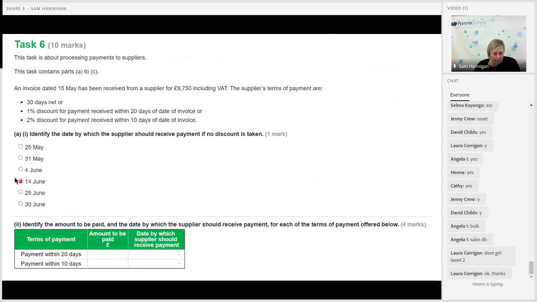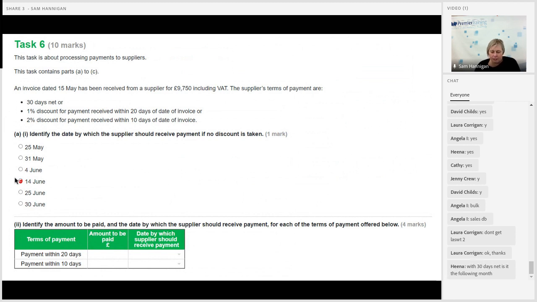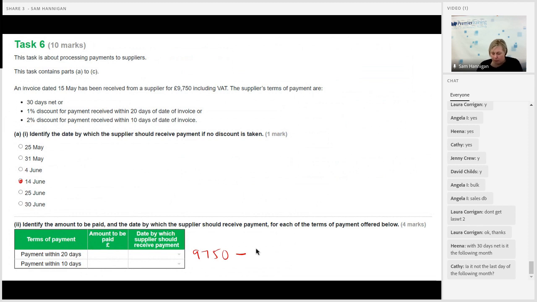Okay. Then it says, identify the amount paid and the date to get the discount. So basically you're saying 9,750 minus 1% means that I could pay 9,652.50 but it'd have to be by 4th of June. Okay. If I wanted 10 days, 10 days onto 15th of May is then the 25th of May. If I wanted to take that discount, it would be 9,750 minus 2% to give me 9,555. Okay. Again, another 10-mark question.